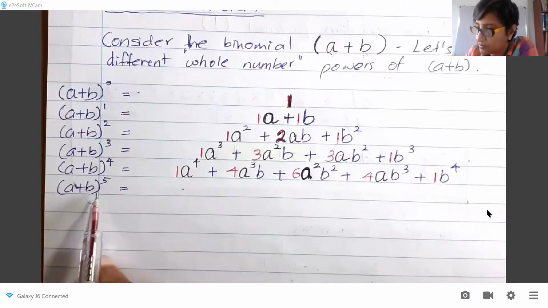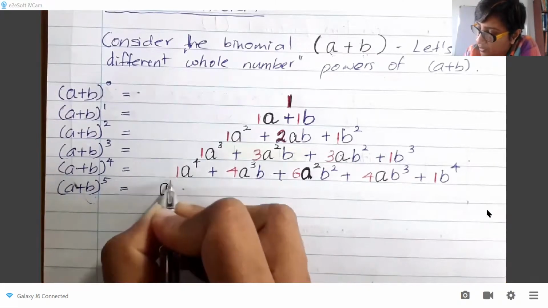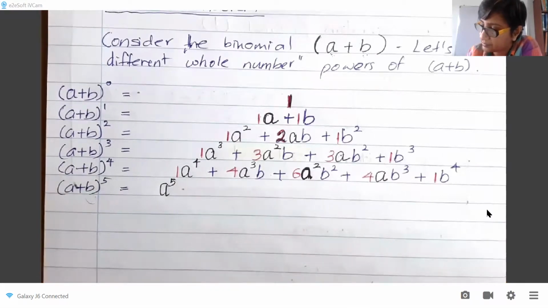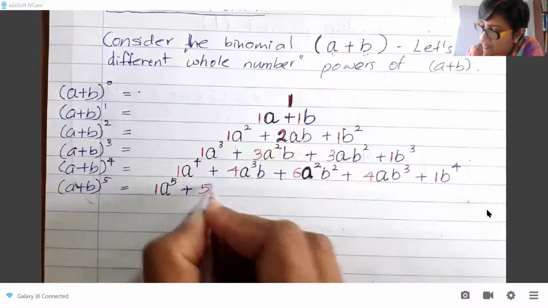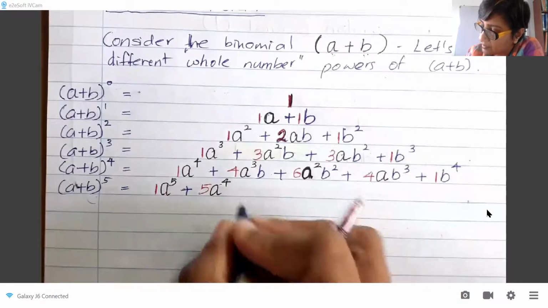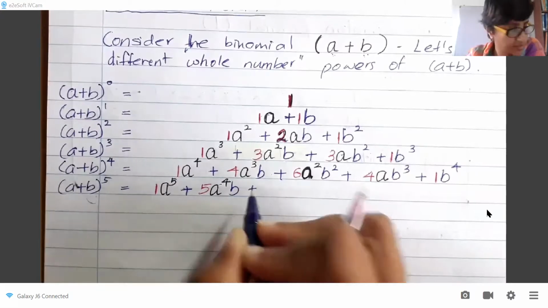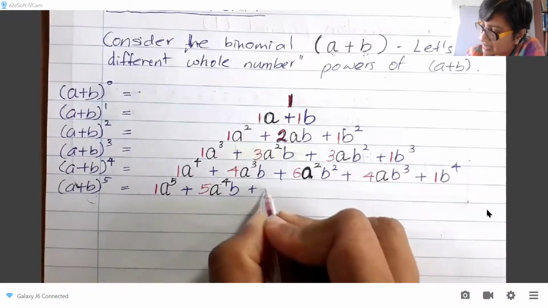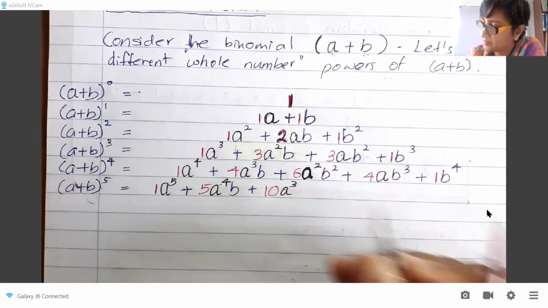And then this last one, power 5, starts off a to the power of 5 plus, so this is 1, 5 a to the power of 4 b plus 10 a to the power of 3. Now you try to identify some pattern going on here.